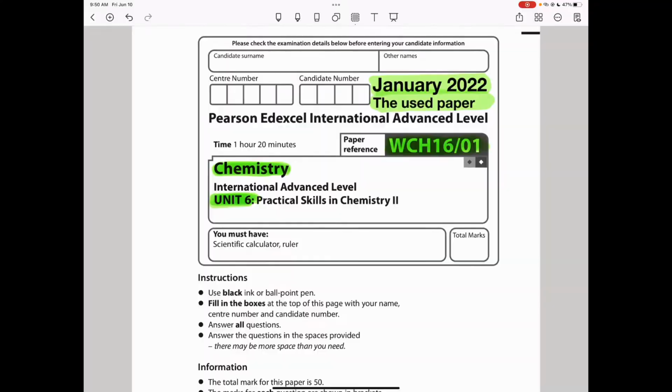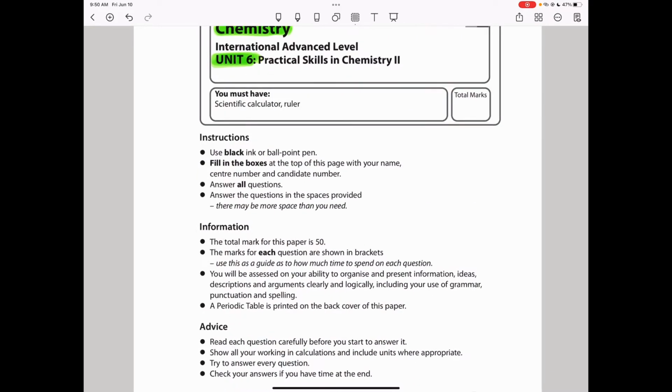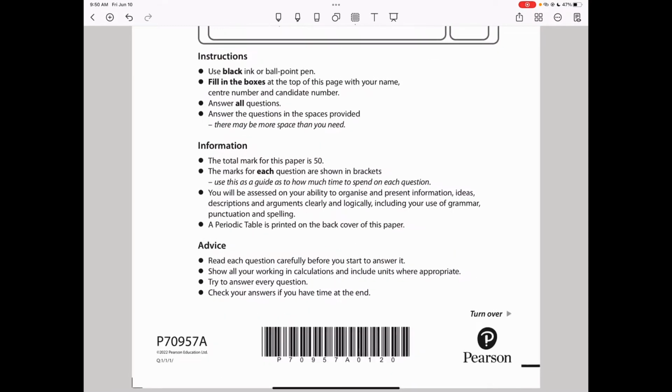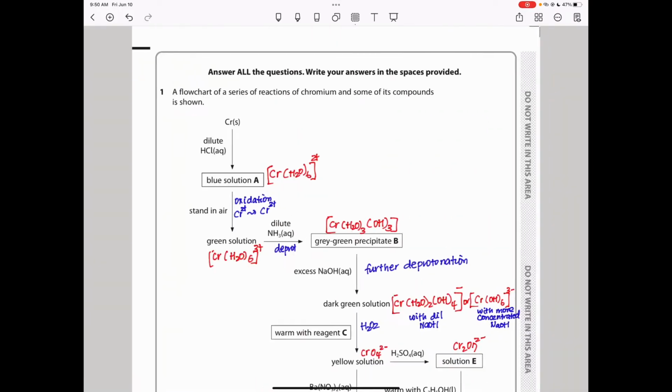This is the January 2022 Unit 6 Chemistry for Pearson Edexcel. So this is the used paper. Previously, I made a video on the unused paper. So this is the paper that was used by the International A level. So let's begin. This paper is 15 marks, of course. I'll go straight to question 1.